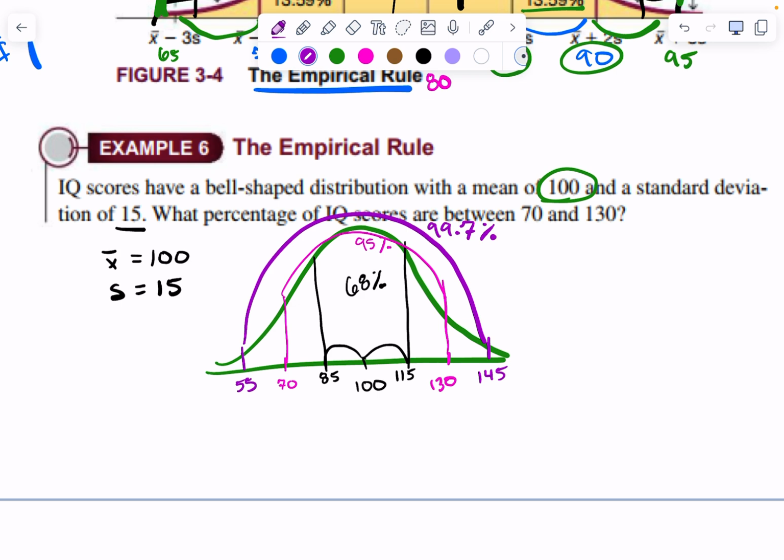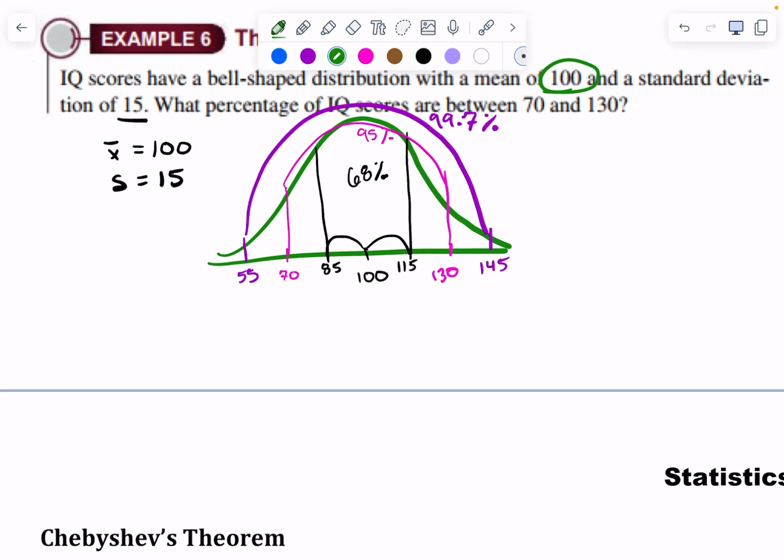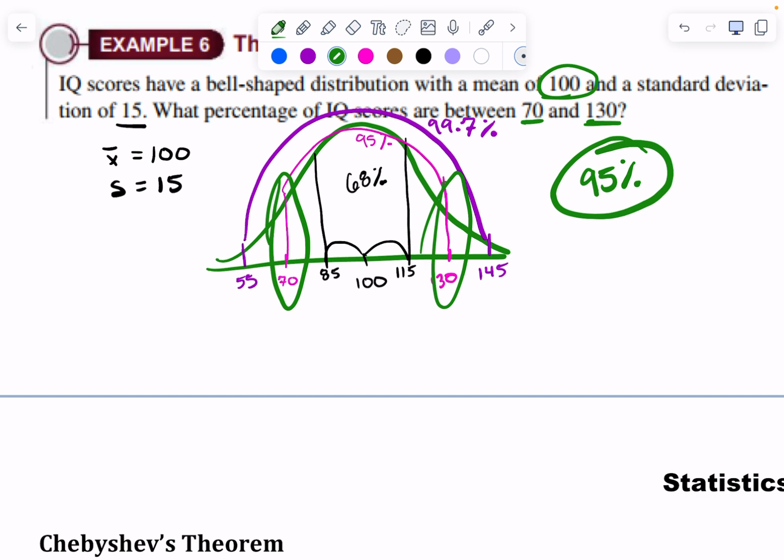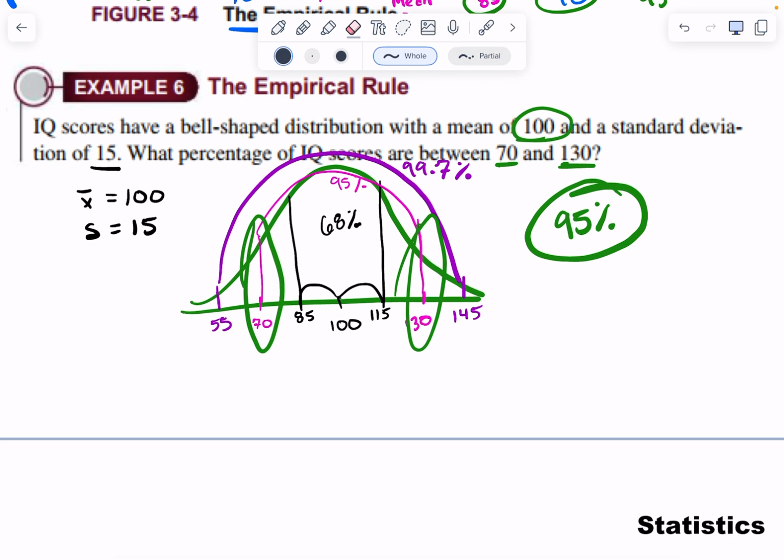All right, now here's what they're saying. What percent live between 70 and 130? 70 is here, 130 is here. What percent is that? 95%. You just look under your bell curve. Yep, exactly. Makes sense? What if they would say, hold up, what if they would say what percent lives between 85 and 130?